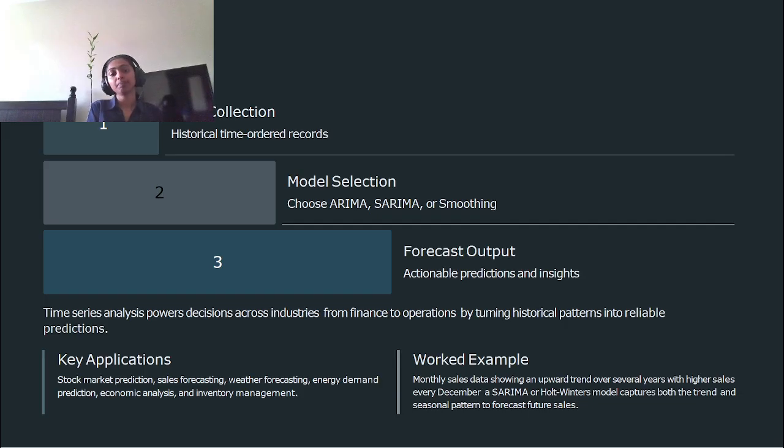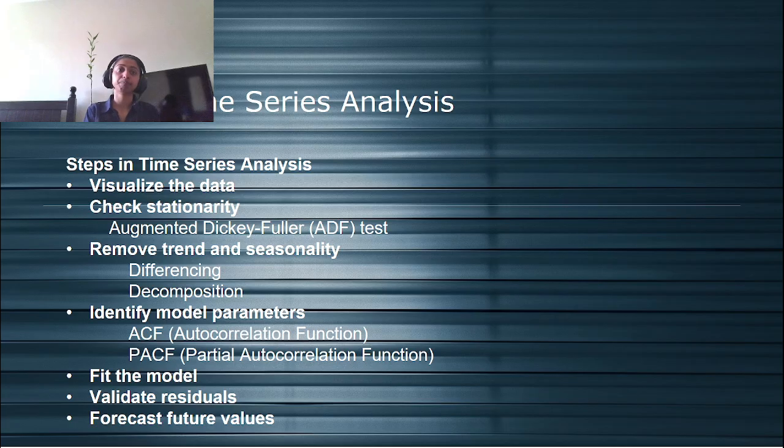So these are the basic steps in time series analysis. First of all, we have to collect the data, all the historical available data. After that, we have to choose the model, ARIMA, SARIMA or a smoothing technique, whichever model we are planning to apply. And then we have to forecast, predict the upcoming month's sales, or whatever we need. Those are the basic steps in time series analysis.